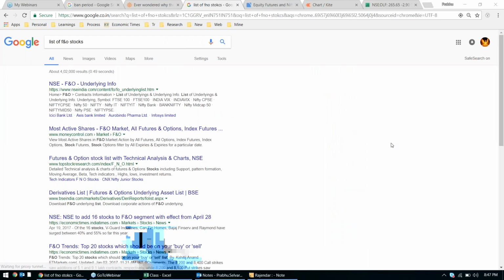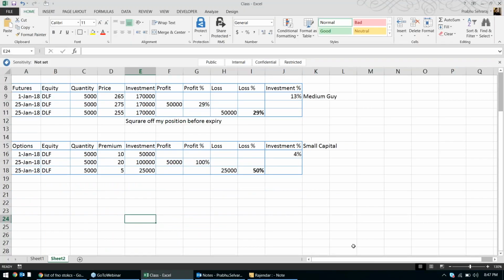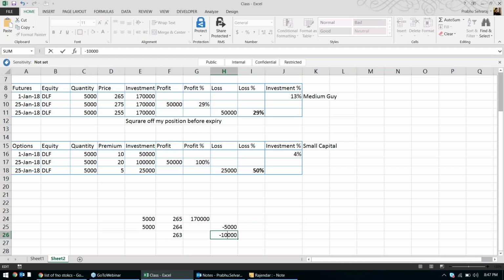The difference will be deducted every day from my account. What difference? I didn't get your question, Guru. See, if you bought the futures at 5,000 quantity by paying 265 rupees stock price, you're paying 13,25,000 rupees. You paid and bought one lot of futures. If the stock price goes 1 rupee down, your value will show as minus 5,000. If it goes 2 rupees down, your value will go minus 10,000.